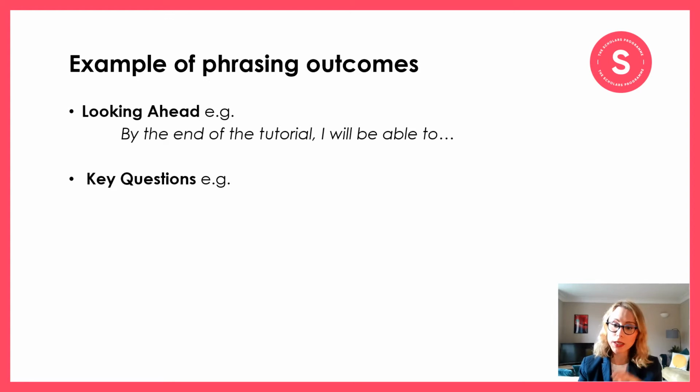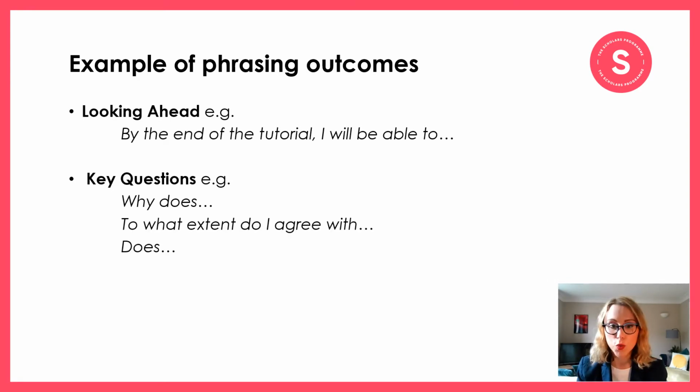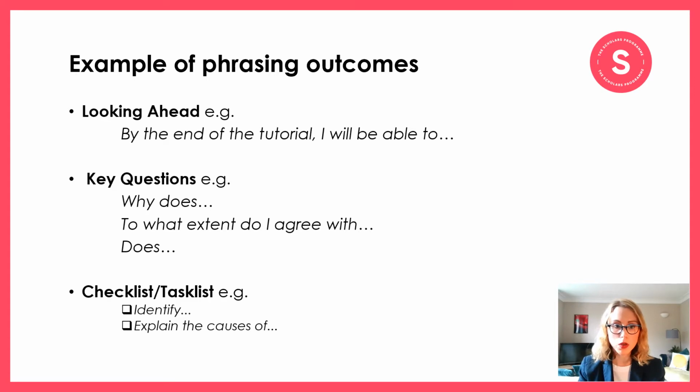You might want to focus on some key questions that your students will consider throughout the course of the tutorial, for instance, "Why does...?" or "To what extent do I agree with...?" Or finally, you might want your learning outcome for that session to take the form of a checklist or a task list. So for instance, you might want to start your learning outcome with the phrase "identify", and then whatever it is that you expect the pupils to identify, or for instance "explain the causes of" a given phenomenon or process, or whatever it might be that you want them to consider in that particular session.